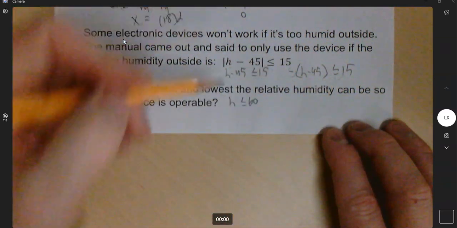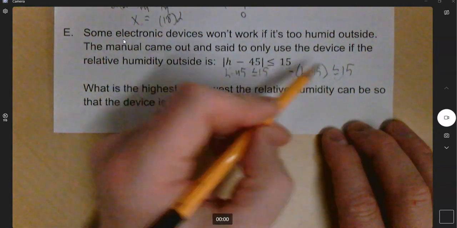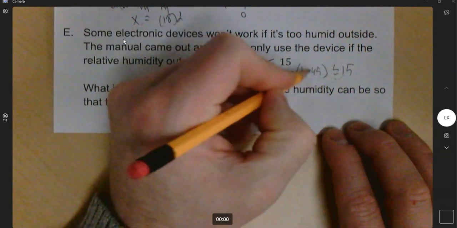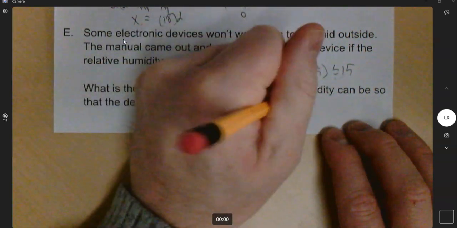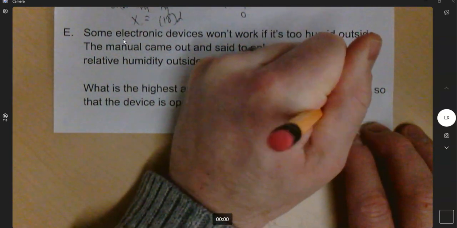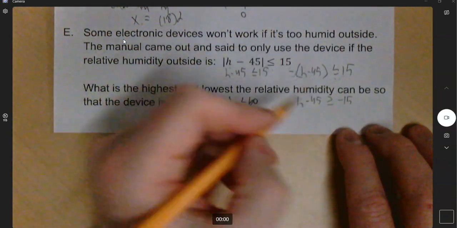That's why I had us running through that, doing it a different way, so we can see the why behind this. Why does the Pac-Man flip? I remember my teacher told me inequality switches on this, but this is why. We're doing the opposite of this thing. We're going to divide by a -1 and get h minus 45 needs to be greater than or equal to -15. Okay, and then I'll solve that thing.